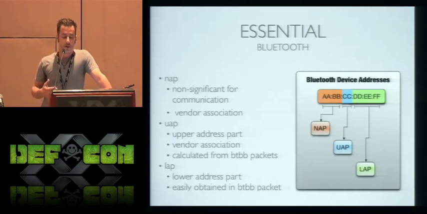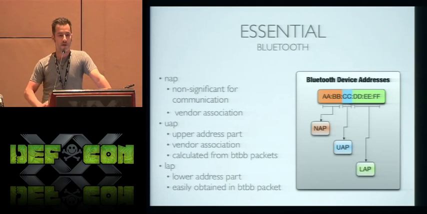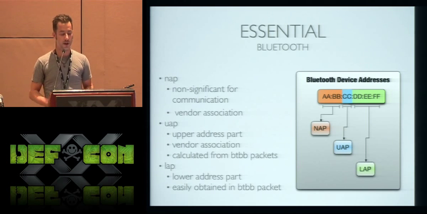And so the NAP is the non-significant address part, right? Because we don't need it. And luckily we don't need this because it's actually the hardest part to obtain when we're passively monitoring Bluetooth. The UAP, this can be derived from packets that we obtain during passive Bluetooth monitoring if the packet actually has a payload or data associated to it, right?